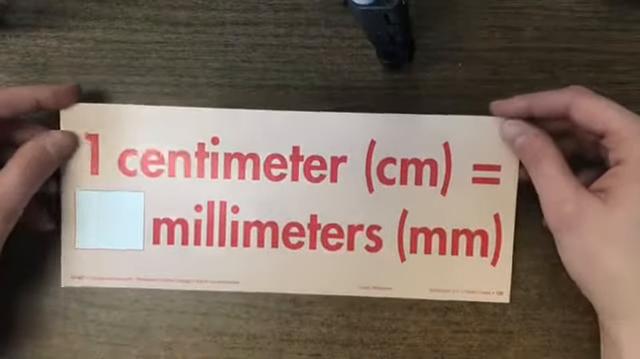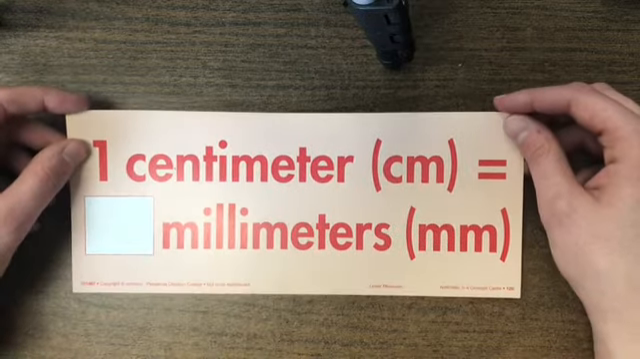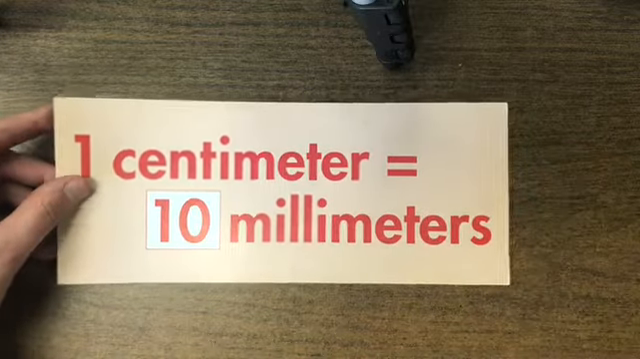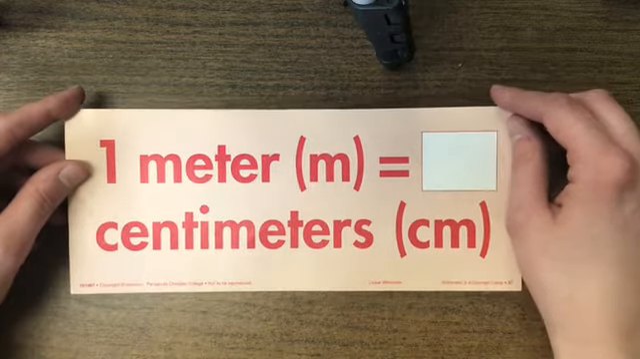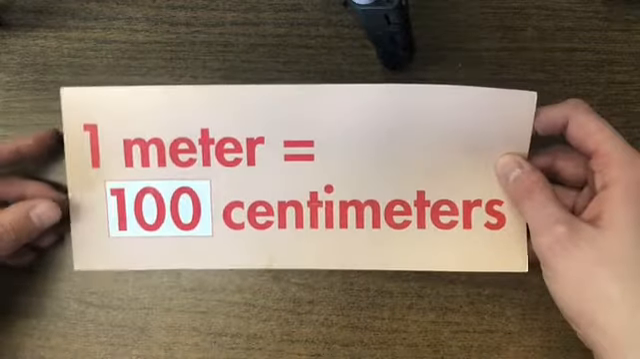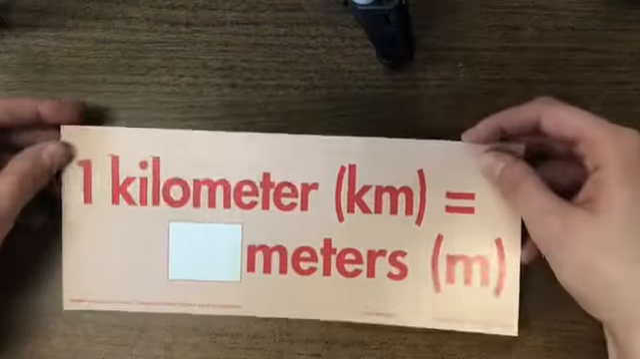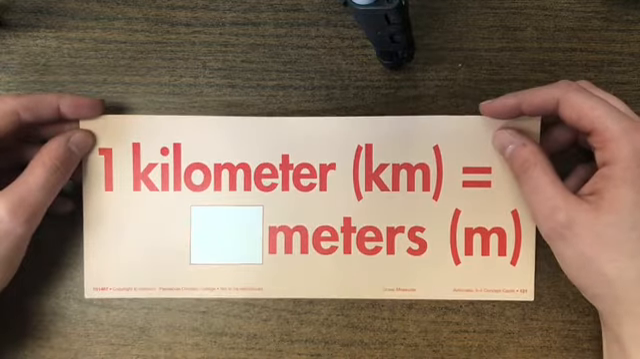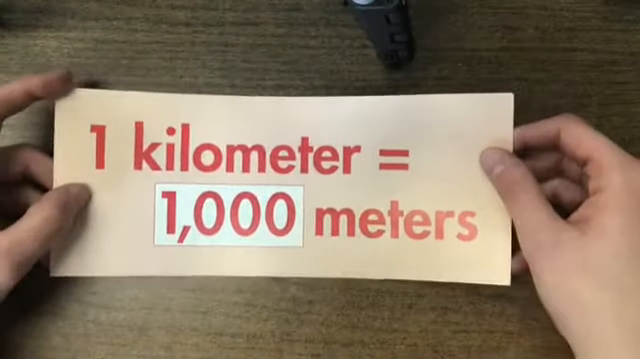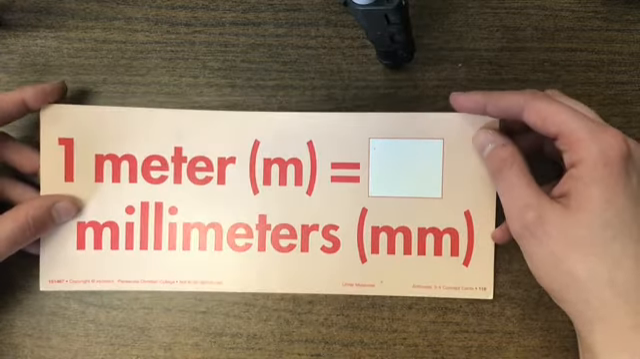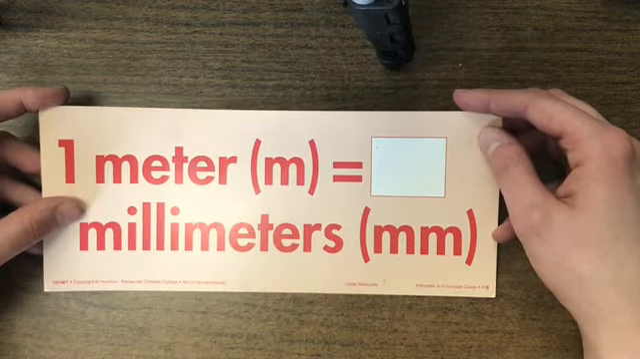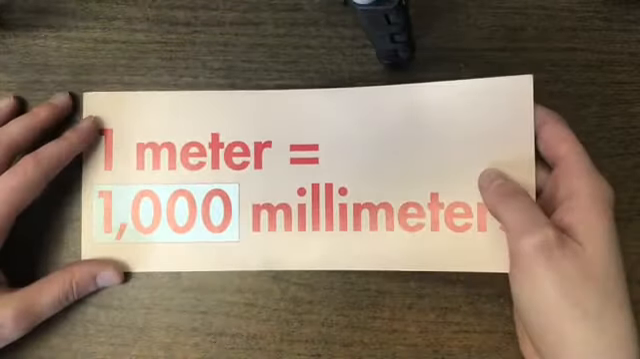Then, for some of our metric measurements, how many millimeters are in 1 centimeter? That's right, 10 millimeters in 1 centimeter. Then, how many centimeters in a meter? Correct, 100 centimeters in a meter. Then, how many meters in a kilometer? 1,000. Then, the last of our distance measurement ones, how many millimeters are in 1 meter? And that would be 1,000.